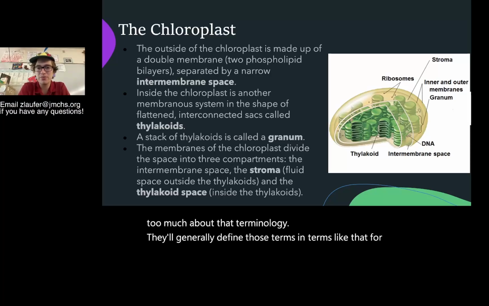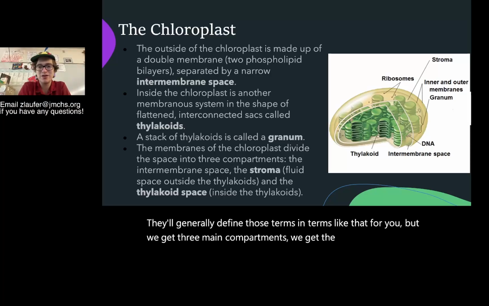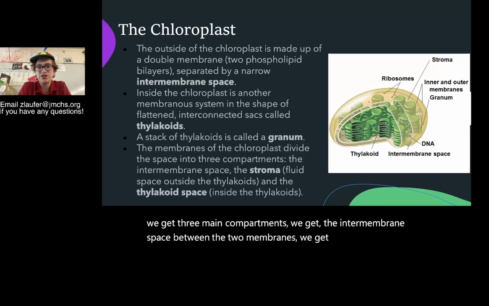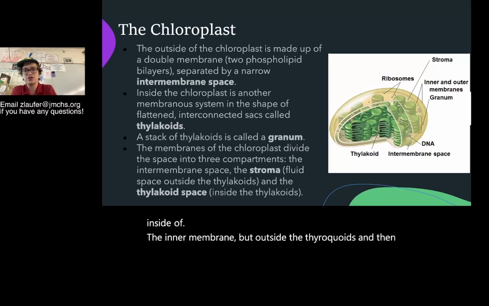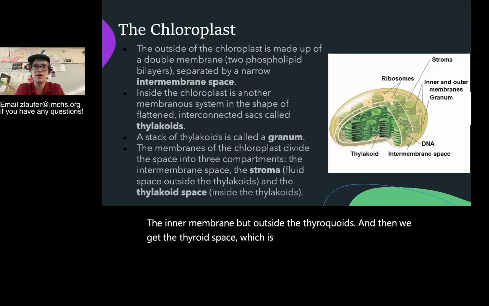But we get three main compartments. We get the intermembrane space between the two membranes. We get the stroma, which is inside of the inner membrane, but outside the thylakoids. And then we get the thylakoid space, which is kind of the innermost inside compartment.